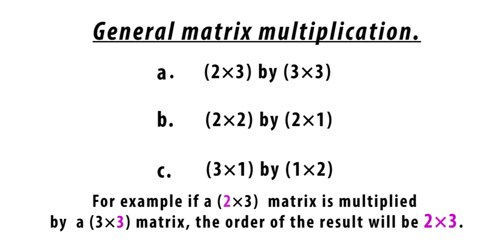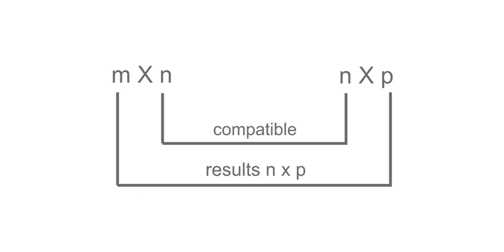I want you to note this table or diagram. If we have an m by n matrix and we multiply it by an n by p matrix, if they are compatible, then the result will be an m by p matrix. The multiplication is done by multiplying a row in the first matrix by a column in the second matrix, as we are about to do.